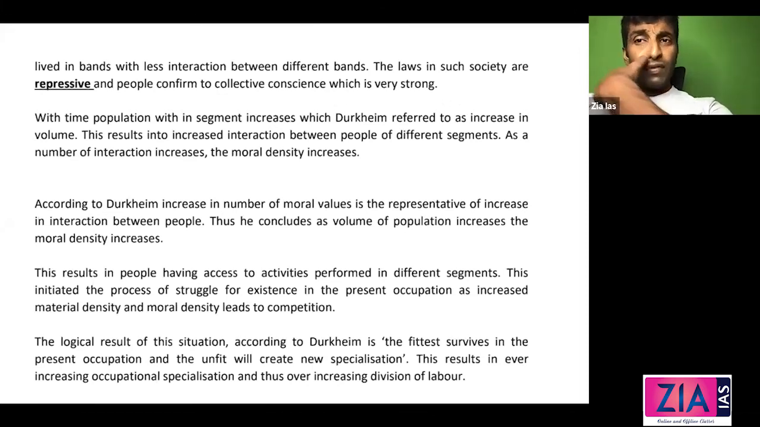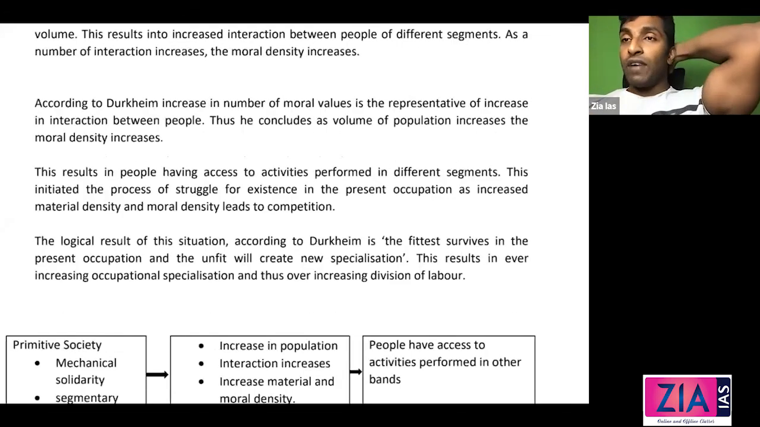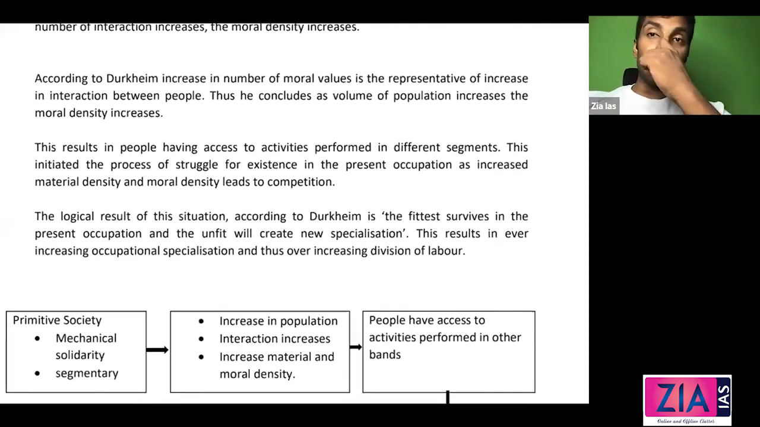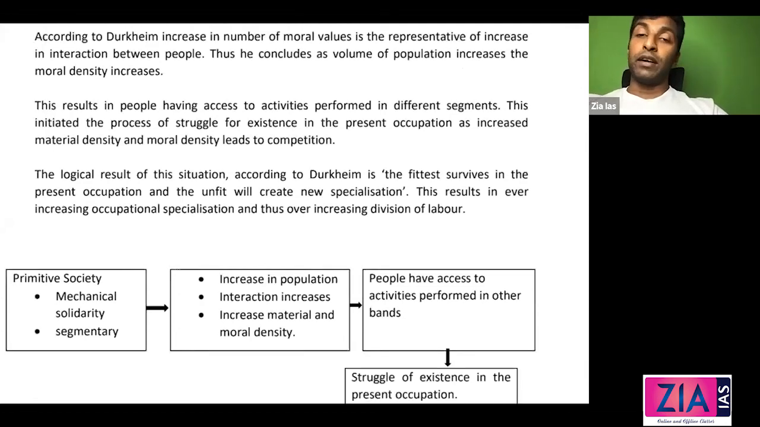With time, population within a segment increases, which Durkheim referred to as increase in volume. This results in increased interaction between people in different segments. As the number of interactions increases, the moral density increases. According to Durkheim, increase in number of moral values is representative of increase in interaction between people. Thus, he concludes, as the volume of population increases, the moral density increases. This results in people having access to activities performed in different segments.